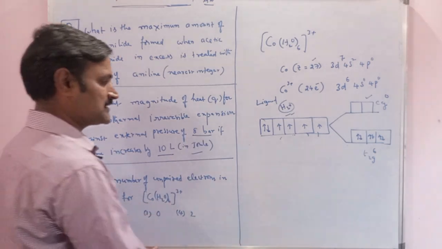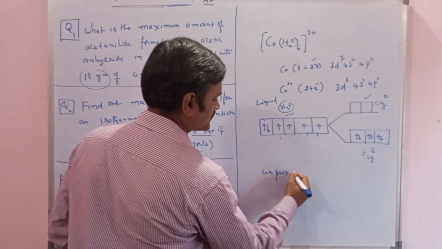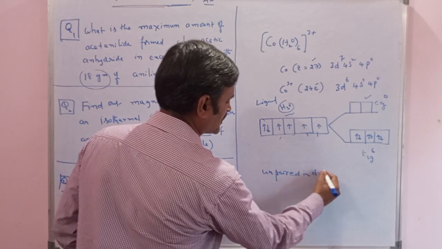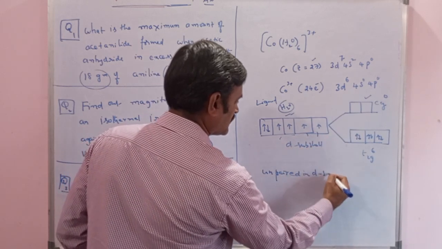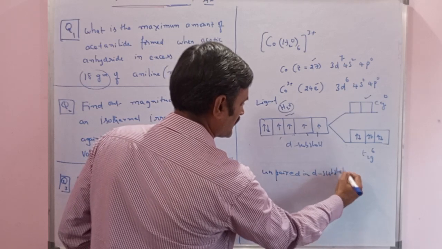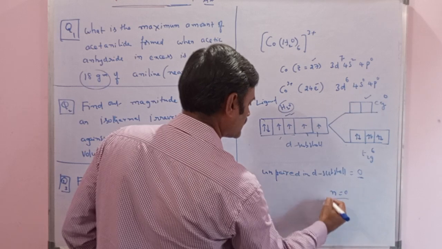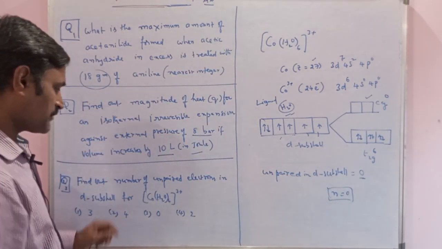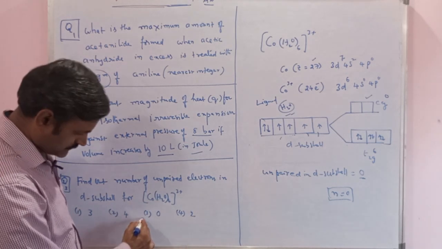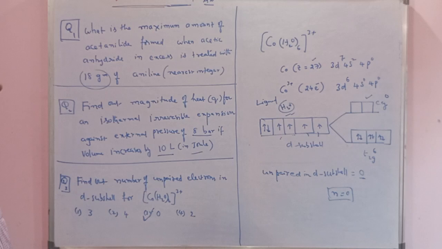So once we write like this, what is the number of unpaired electrons in the d subshell? This is the d subshell only. In the d subshell, it is nothing, 0. That means the number of unpaired electrons is 0 in this d subshell of the cobalt complex. So this third option is the right option for this question.